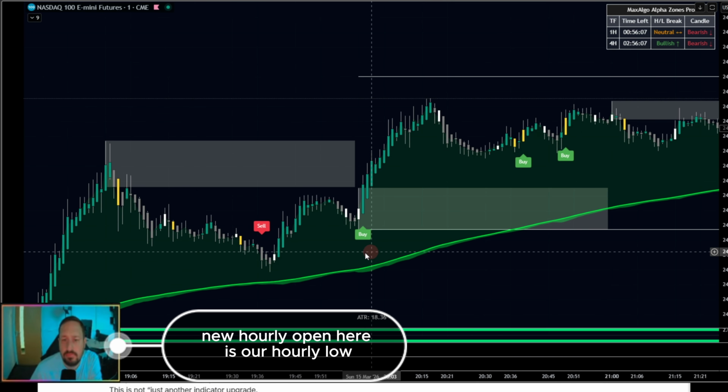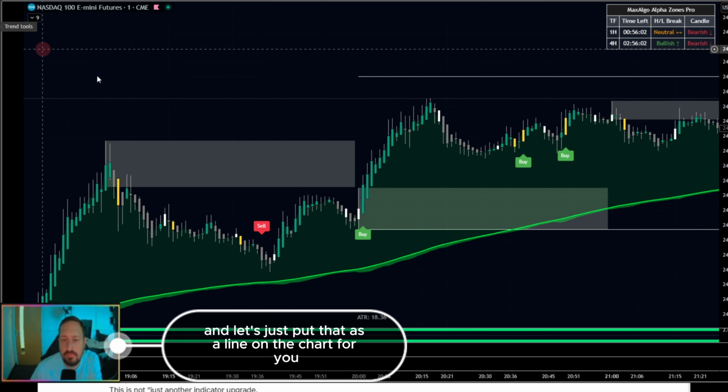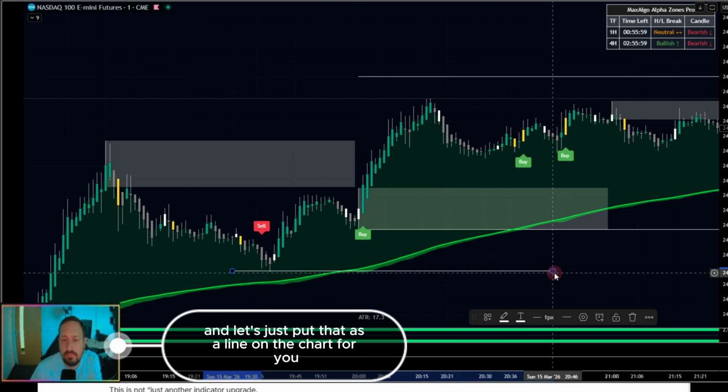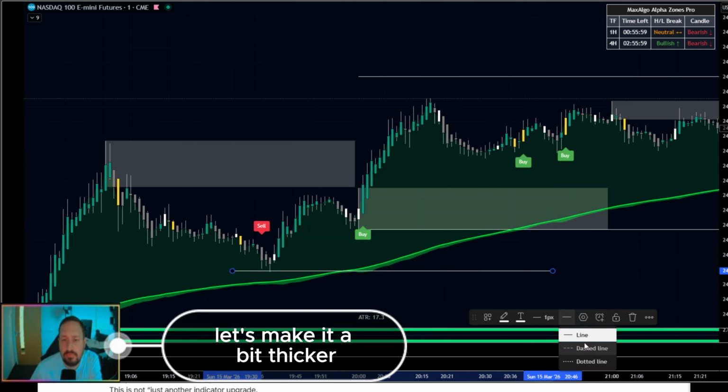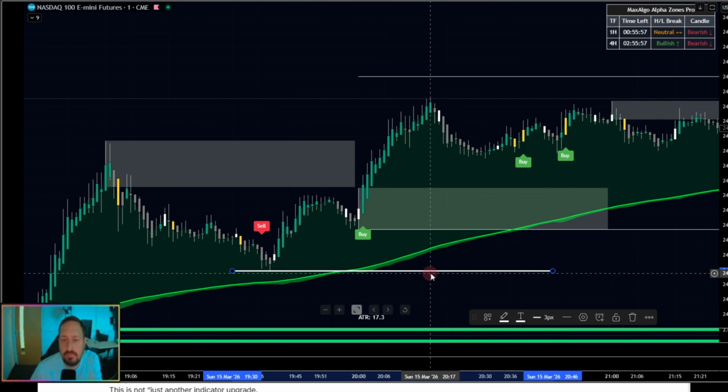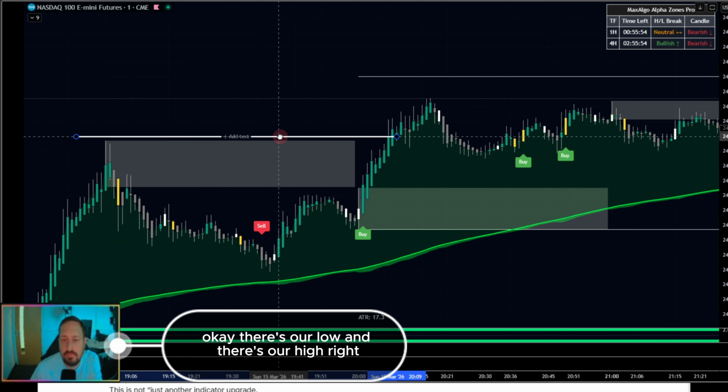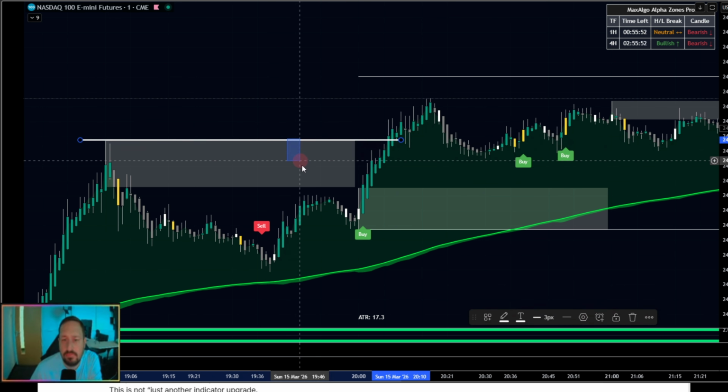New hourly open. Here is our hourly low. And let's just put that as a line on the chart for you. Let's make it a bit thicker. Okay, there's our low and there's our high, right?